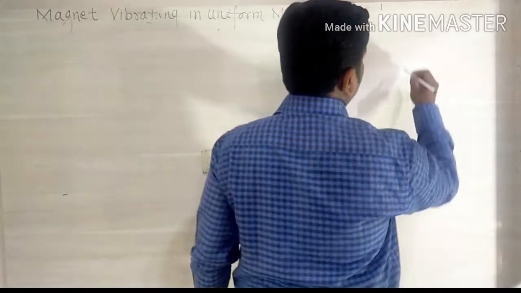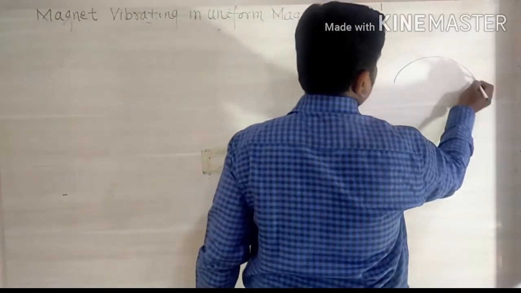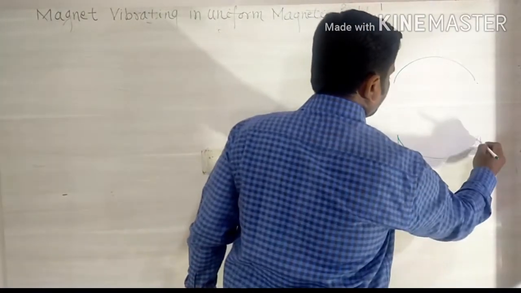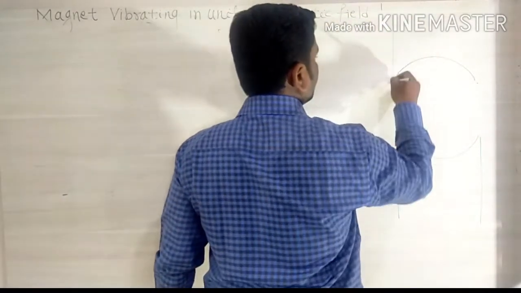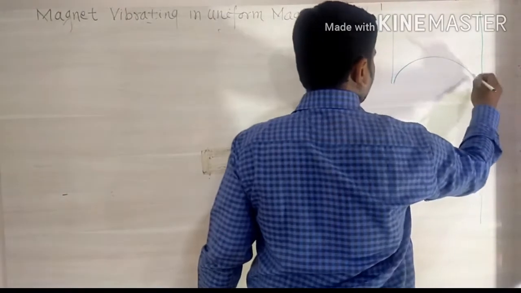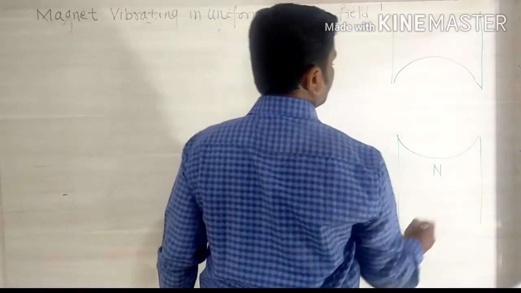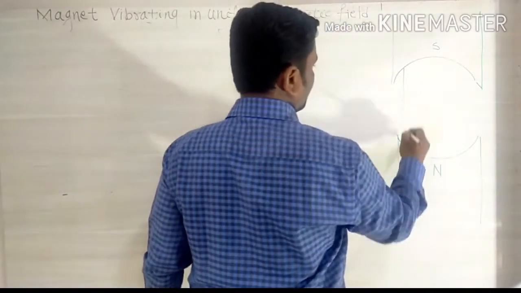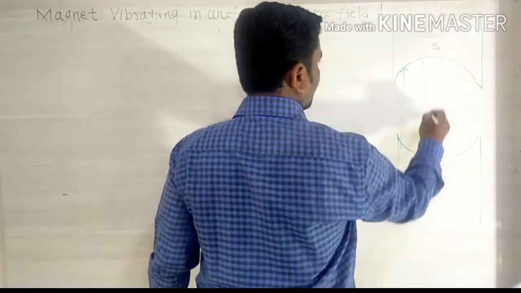Consider a uniform magnetic field that a magnet produces. That is a N pole and that is S pole, and we know that the magnetic lines of force start from N and end toward the S pole.